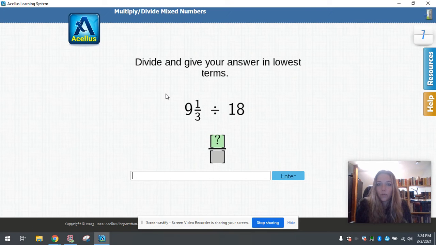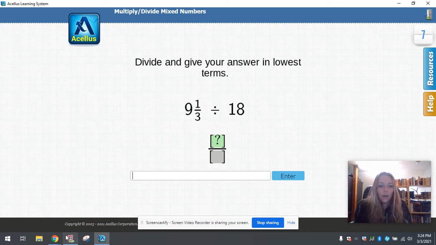All right, people, we got another short video, yay. So we are dividing and multiplying mixed numbers. The first problem we are given says divide and give your answer in lowest terms. Give your answer in lowest terms means the same thing that I mean when I say reduce. It's another way to say it.